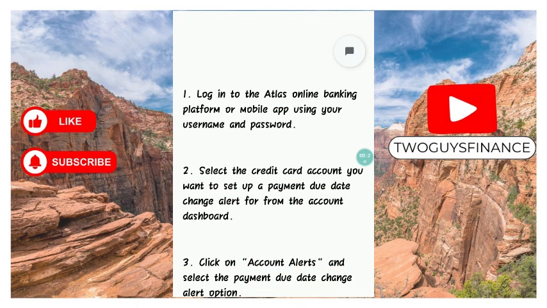Now the first thing you're going to do is to log into Atlas. You can do so on the online banking platform, that's the Atlas website, or you can do so on the Atlas mobile app on your mobile device. Now once you're logged into your account, you're going to select the credit card account that you want to set up a payment due date change alert for from the account dashboard.